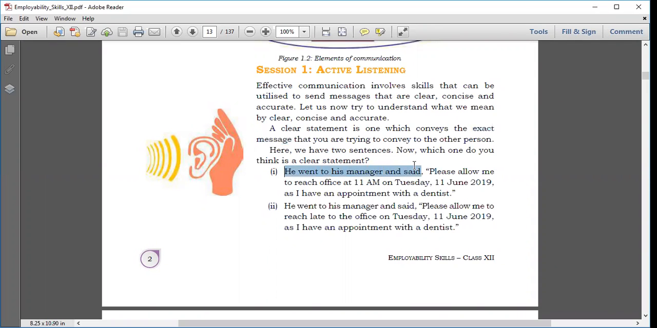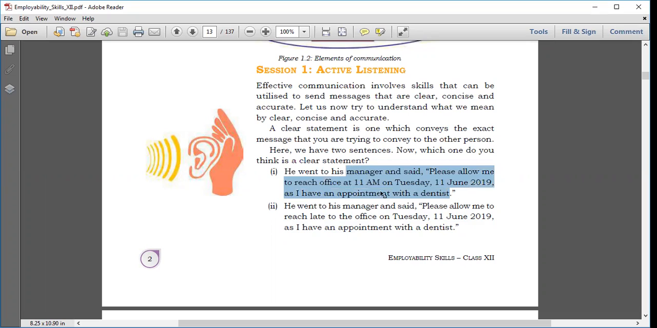He went to his manager and said, "Please allow me to reach office at 11 a.m. on Tuesday, 11 June 2019, as I have an appointment with the dentist." Second statement is, "Please allow me to reach late to the office on Tuesday, 11 June, as I have an appointment with the dentist." Now, which message is more clear? The first one is more clear because the time and the day are mentioned, that at what time he'll reach office. In the second message, the time is not mentioned, so कितने बजे वो office पहुँचेगा, it's not mentioned. This message is not so clear as the first message.